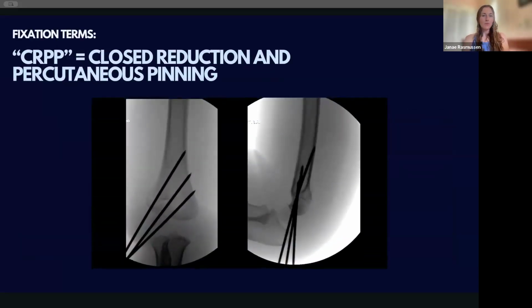And then another common term is CRPP, also known as closed reduction and percutaneous pinning. This is oftentimes used, for example, in a lot of pediatric fractures. However, there are some adult fractures where this can be very useful as well. And this is where you literally take the pin and you're putting it in through the skin. It's a way that you can help with manipulating fractures and holding things in place, and then you can pull things out in clinic.